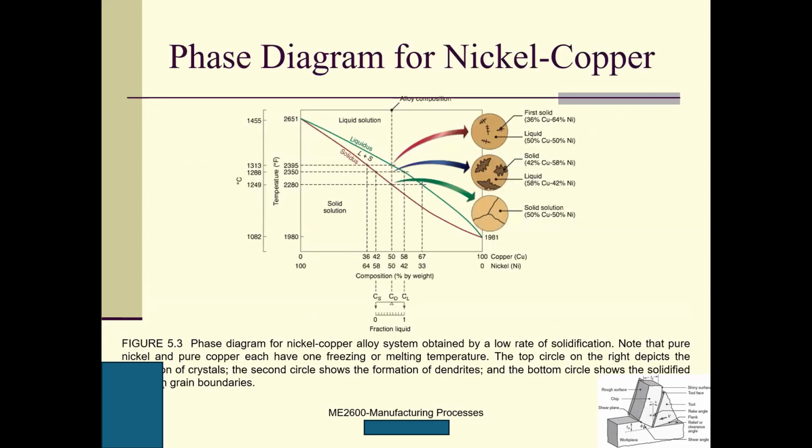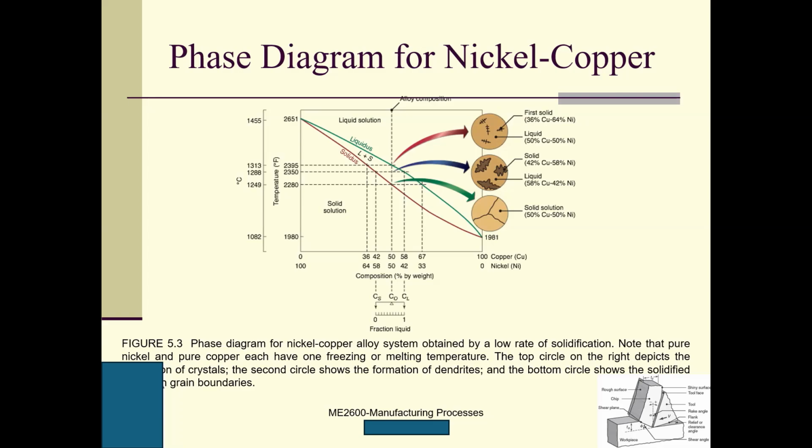So here is a phase diagram. This is a phase diagram for nickel and copper. Here is the percentage. This is 100% copper here, and this vertical line stands for 100% nickel. From here it is in between. This is a very beautiful phase diagram. These are different combinations between these two.